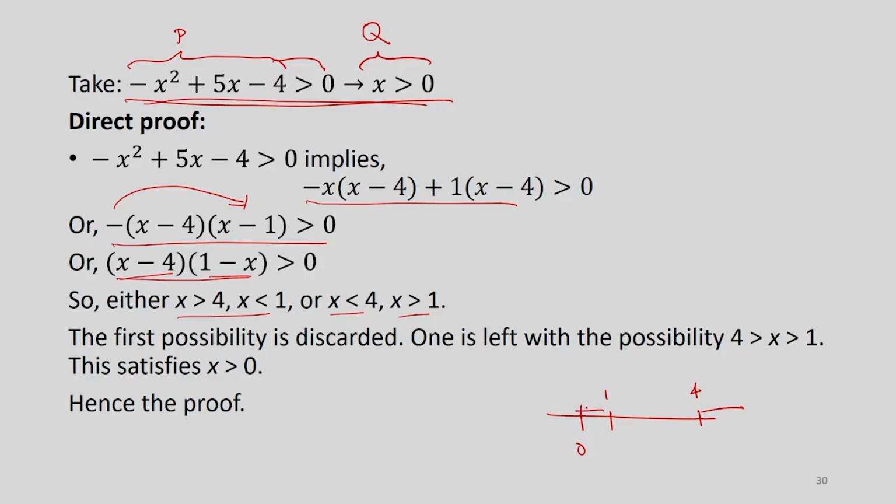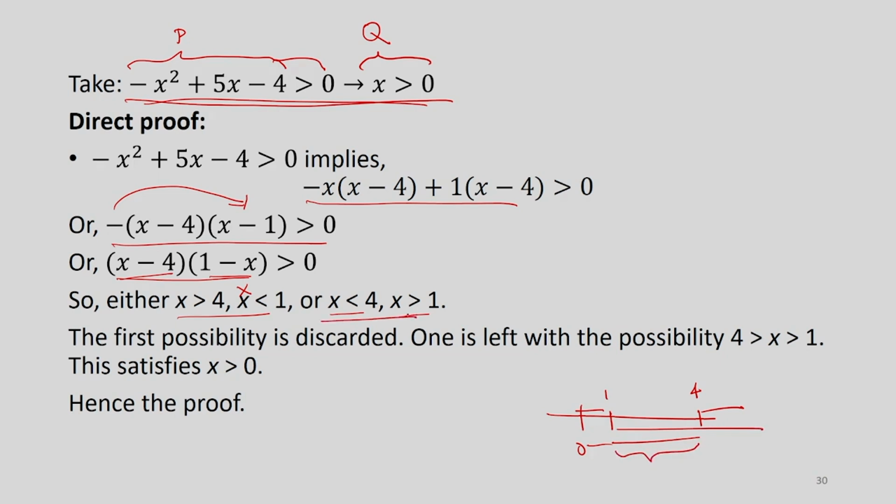So, that cannot happen because these two sets are different sets. So, this is discarded, this is impossible, no x can satisfy this one. But the second thing can happen. What this is saying is that x is less than 4. So, you are talking about this entire thing, and x is greater than 1. So, you are talking about this entire thing. So, you are basically talking about this range.